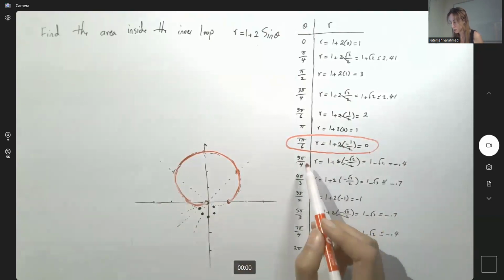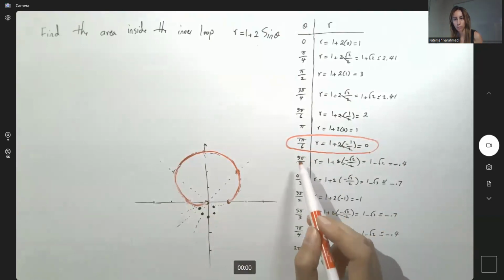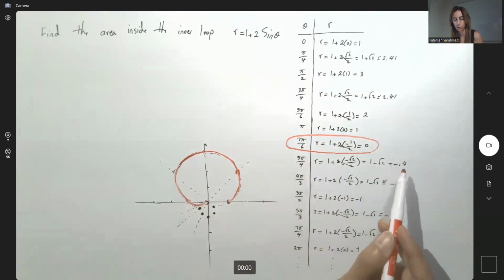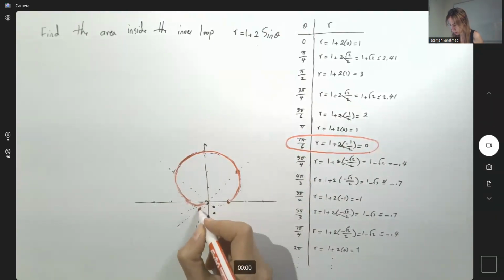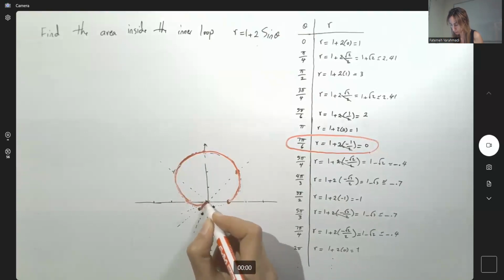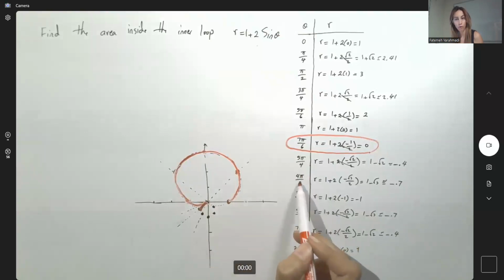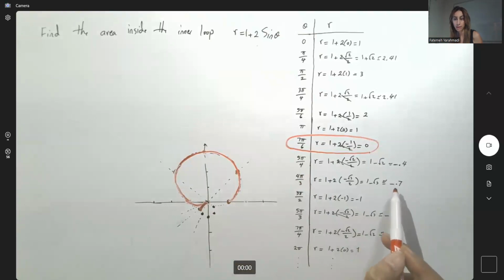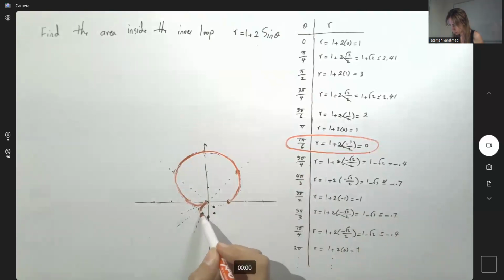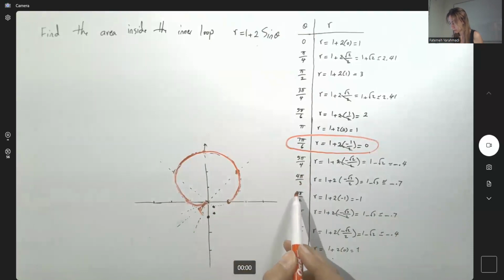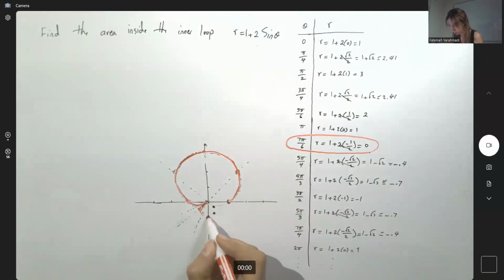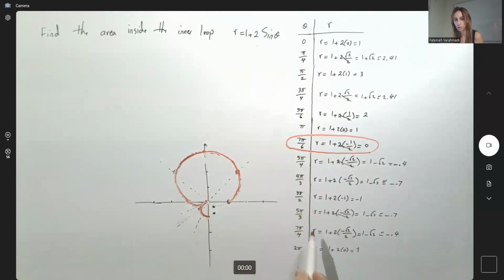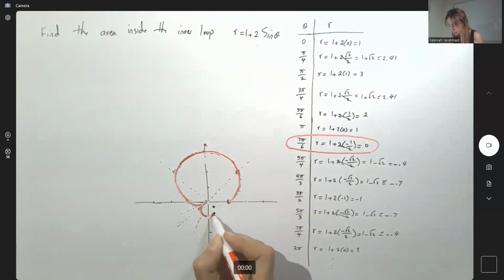Very good. So, what if I plug in 5 pi over 4? 5 pi over 4 gives you negative 0.4, which is about here in the negative part. So far we're connecting this. If I plug in 4 pi over 3, the radius is negative 0.7, so this point is located here. Now, if I plug in 3 pi over 2, the radius becomes negative 1. So far, we have this behavior. You can continue this process and form the inner loop.